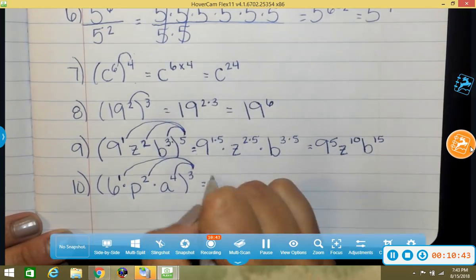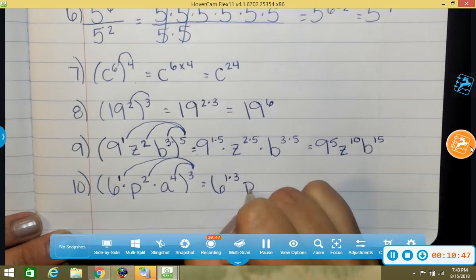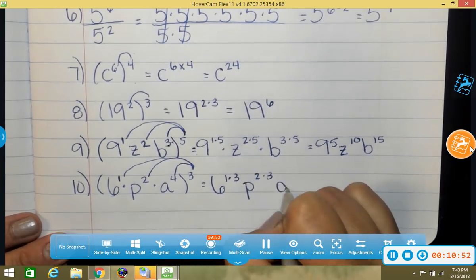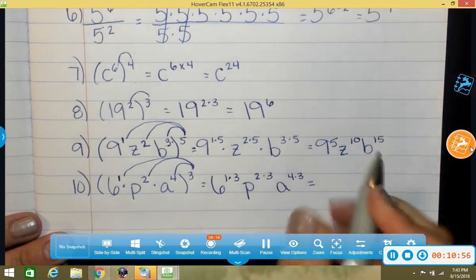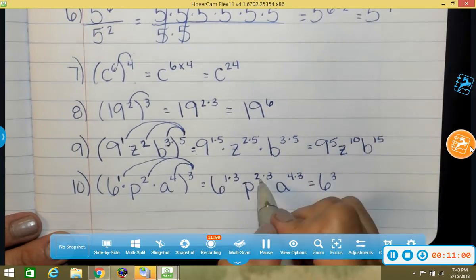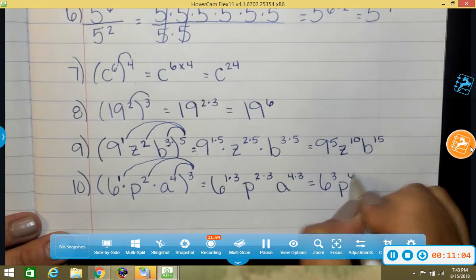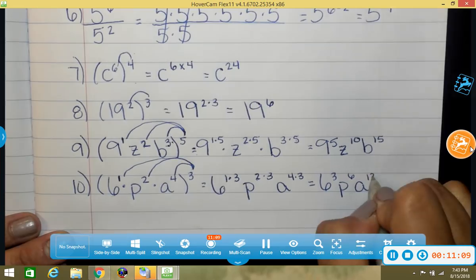So you're going to have 6 to the 1 times 3 power, p to the 2 times 3 power, and a to the 4 times 3 power. Well, 1 times 3 is 3, so 6 cubed. And then 2 times 3 is 6, so p to the 6th. And then 4 times 3 is 12, so a to the 12th.